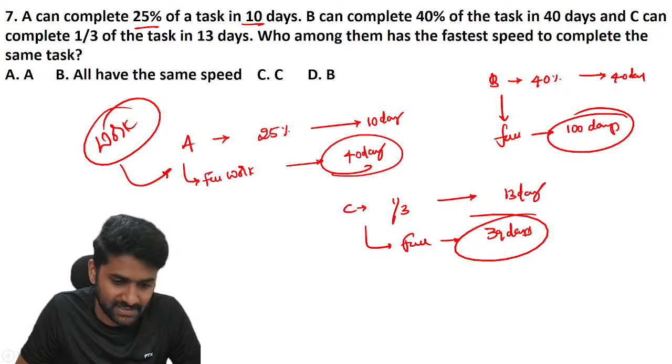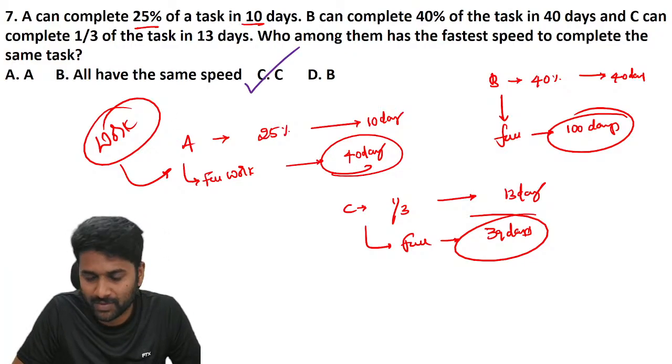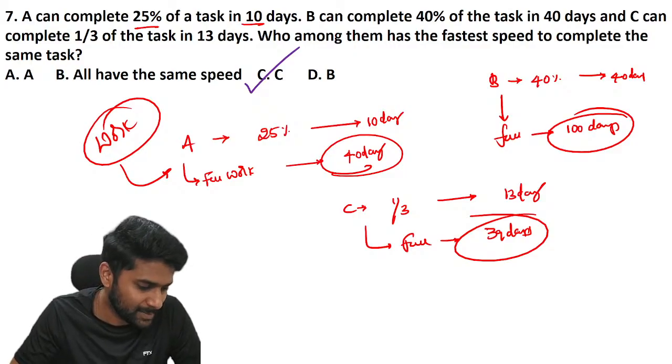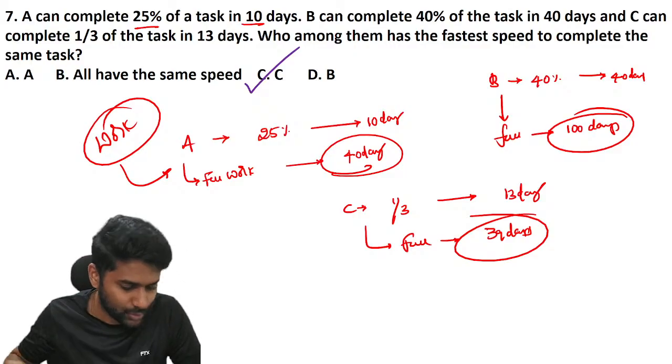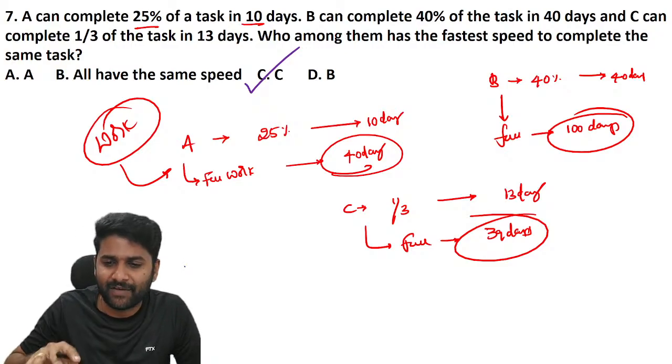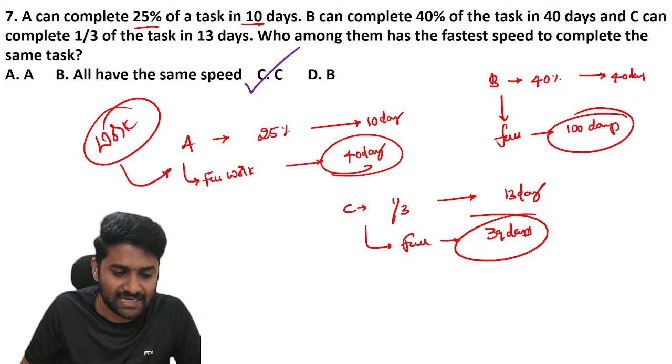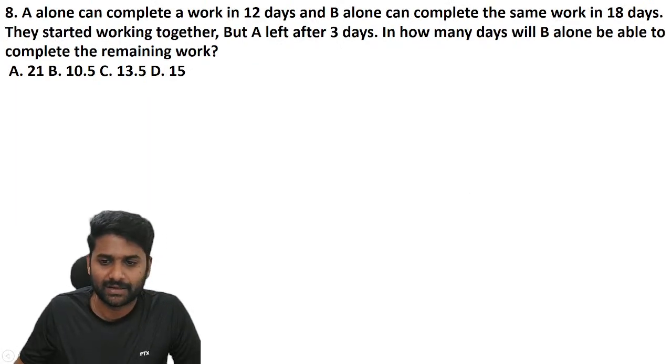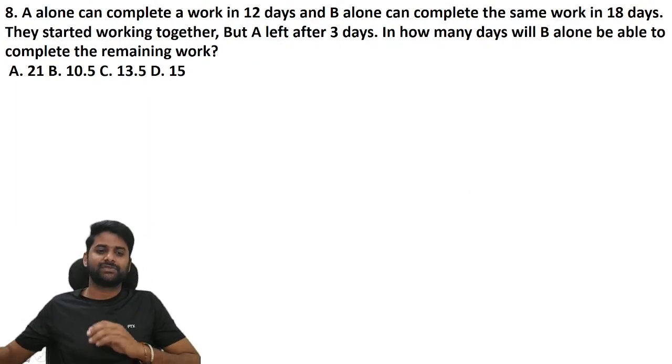Among these three persons, who is the most efficient person? Of course, it's C. Why? Because C completed it in fewer days compared to the other two people. That's why C has the fastest speed to complete this task. Next, try this question.